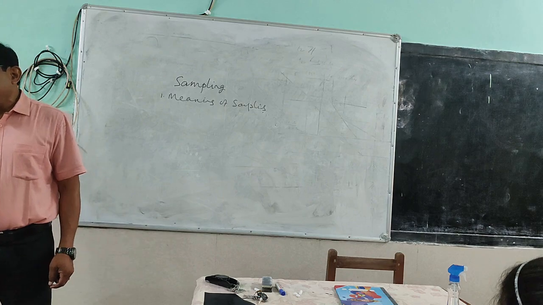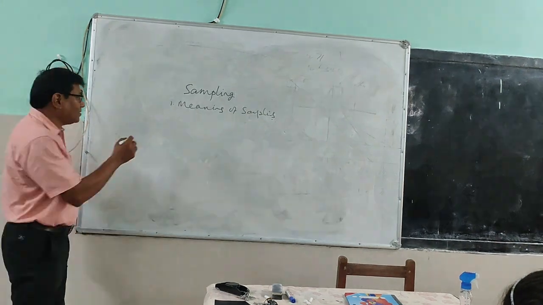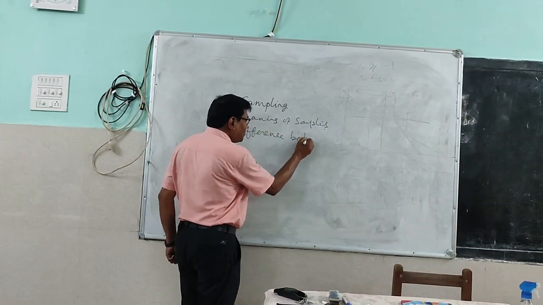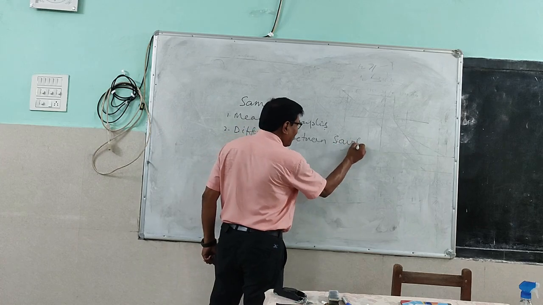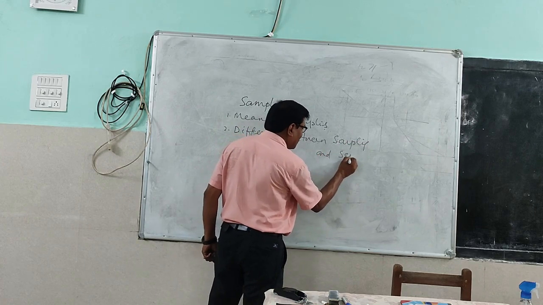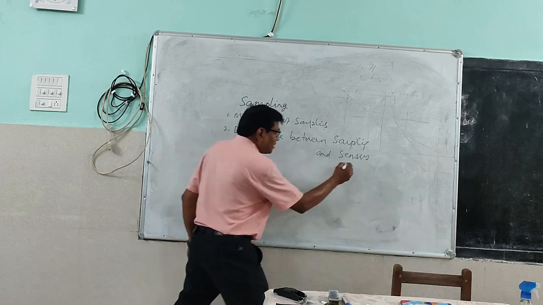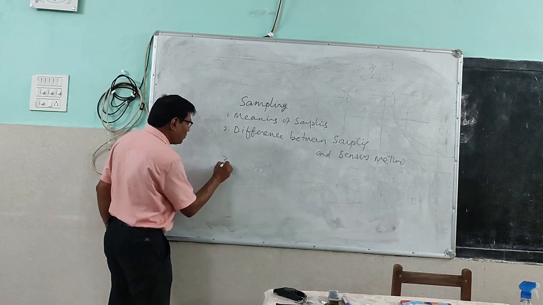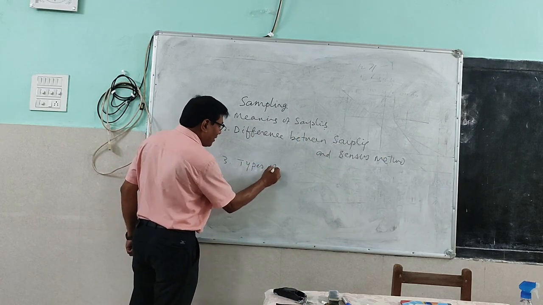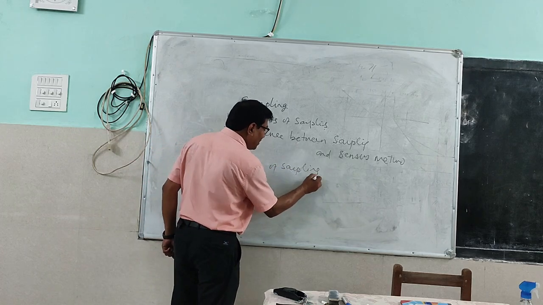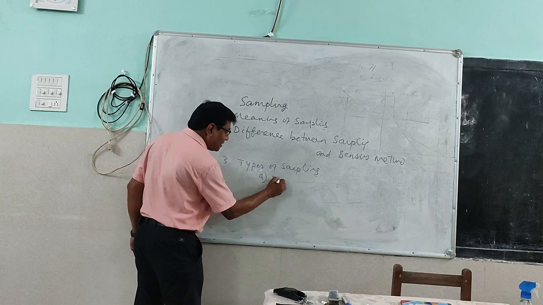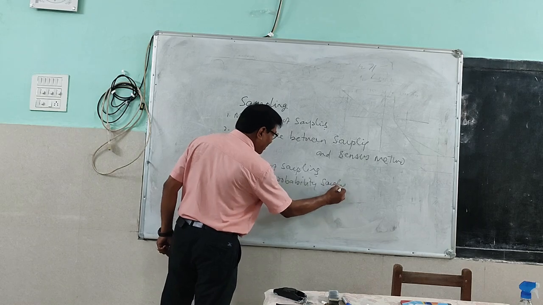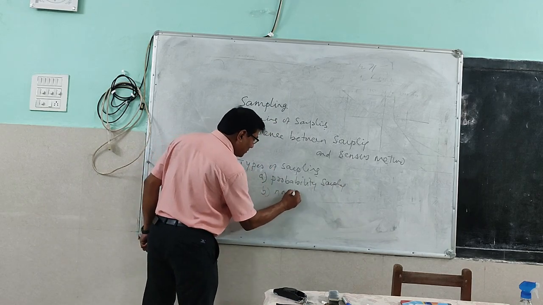Next, the difference between sampling and census. So number 2, difference between sampling and census method. Next, we will come to types of sampling. First type is called probability sampling. Next, non-probability sampling.